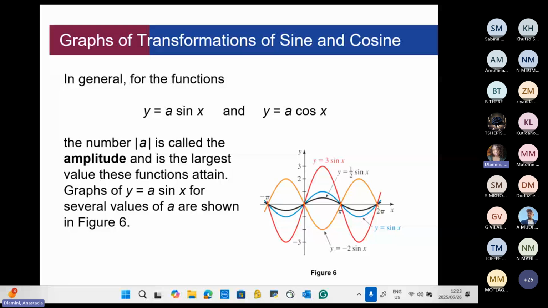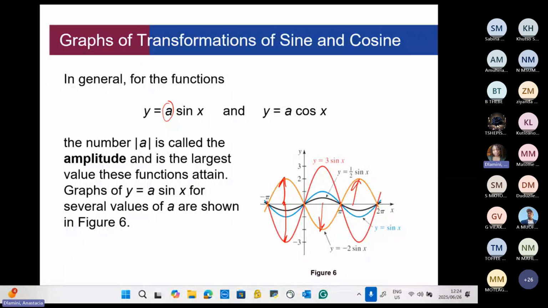So they are saying that in general, for the function y is equal to a sine x and y is equal to a cos x, the absolute value of a is called the amplitude. Meaning that the positive value of this is called the amplitude. If I see in the assignment you say amplitude is equal to -5, I'll tip you, because an amplitude is a distance from here to here. Basically, it's the height of the wave. So if it's the height, you never have a negative height. It's a positive distance. Are we all together there?